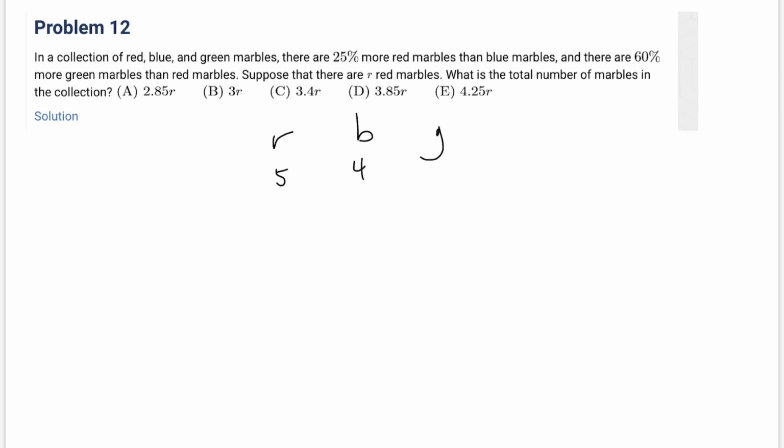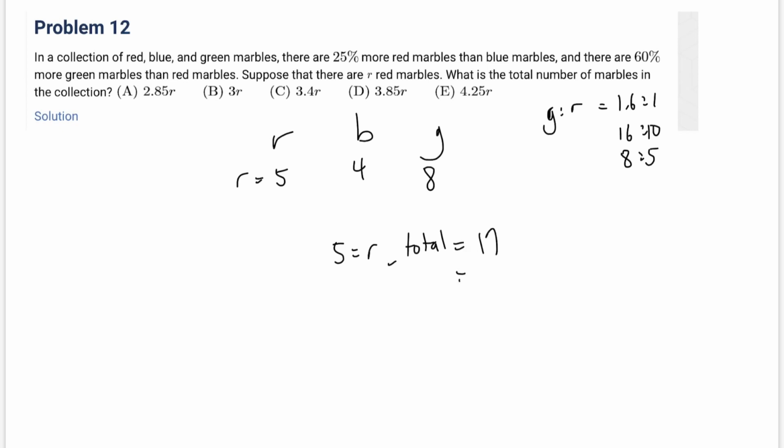And then there are 60% more green marbles than red marbles, right? So green to red is 1.6 to 1. So it's 16 to 10, 8 to 5. So green to red is 8 to 5, so green must be 8. If there are R red marbles, then the total number of marbles in the collection is, okay, so 5 is R, and the total is 17, so it's 17 over 5 R, which is 3.4R. So it's C.